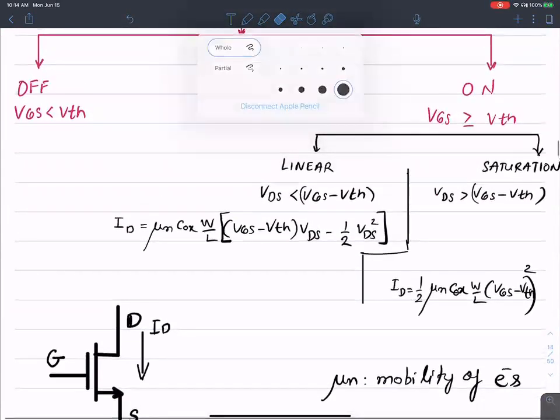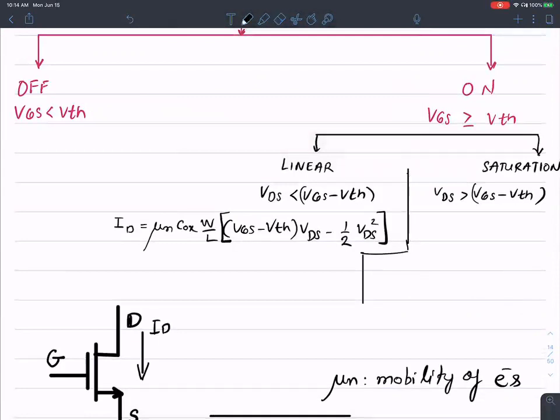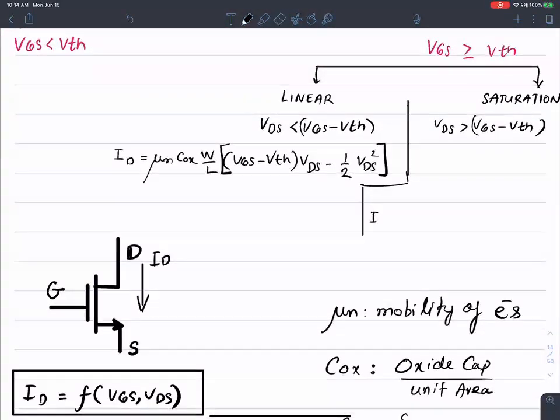So let me write it again here. ID is 1/2 mu n C oxide W over L VGS minus VTH the whole square. Okay, what observation can you make here? Let's take a look at this and see if you can make an observation, compare and contrast between the current in the linear region and in the saturation region. What's the big difference?